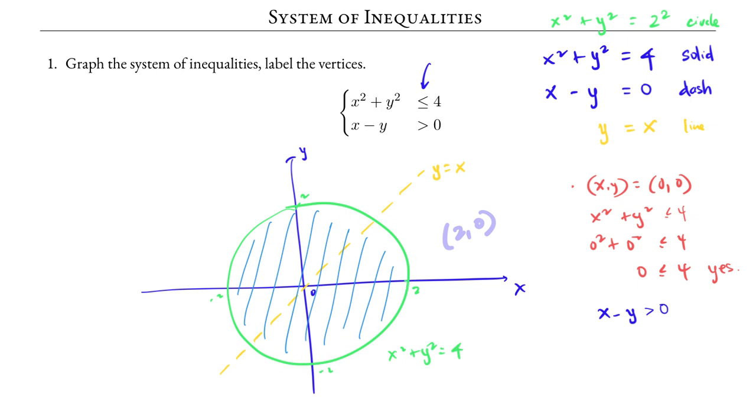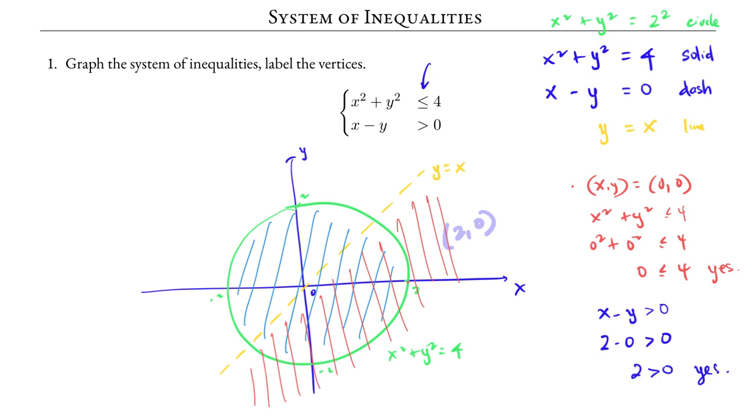If we pick the point (2, 0), then x is 2 and y is 0. 2 is greater than 0, yes. And so the point (2, 0) is in the solution region for the second inequality. And since this point is on the right or below the line, we will shade everything below this line.